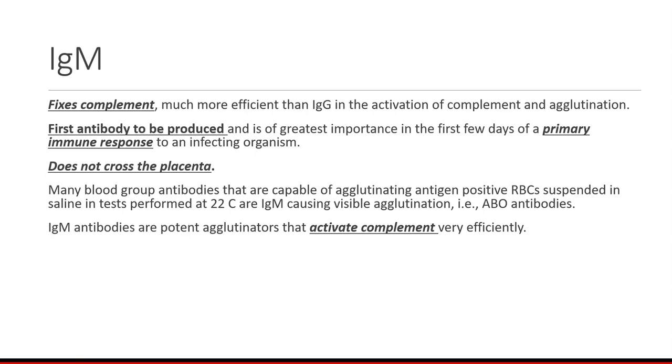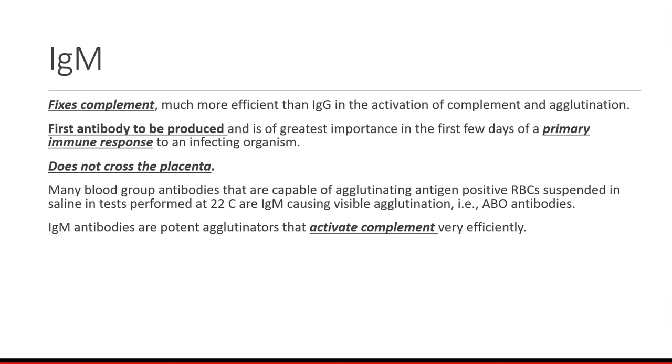IgM fixes complement. It's much more efficient than IgG in the activation of complement and agglutination because it is a pentamer. It is the first antibody to be produced and is of greatest importance in the first few days of a primary immune response to an infecting organism or antigen. It does not cross the placenta, and this will be a very important concept going forward when we start talking about the different blood group antibodies.